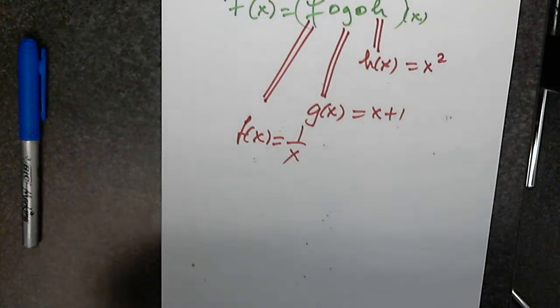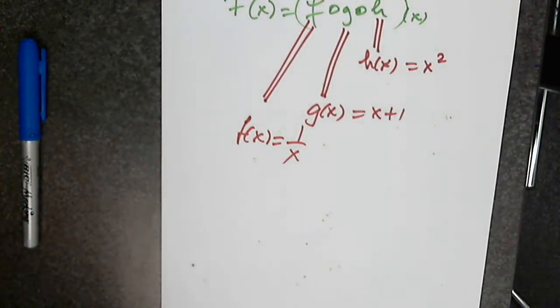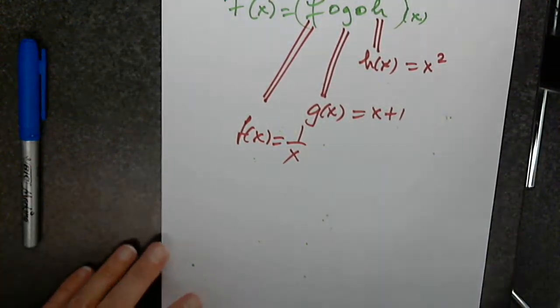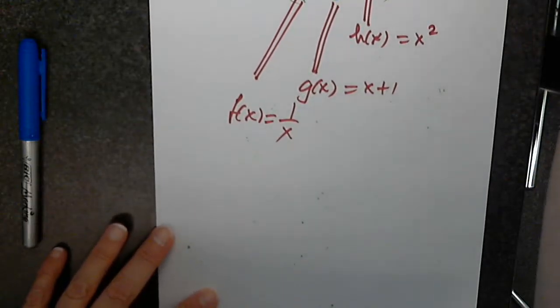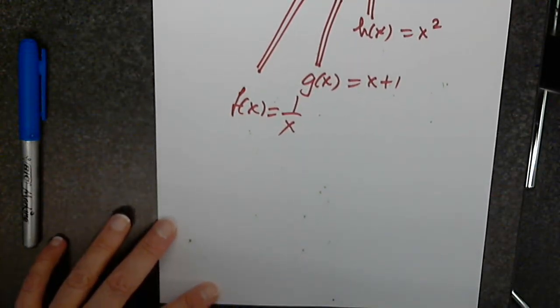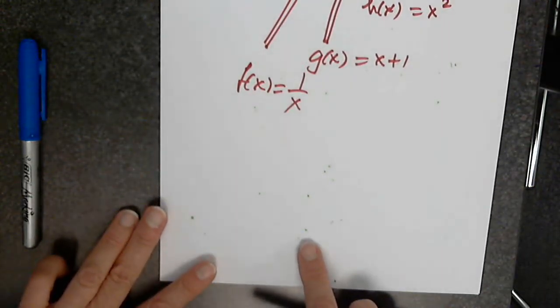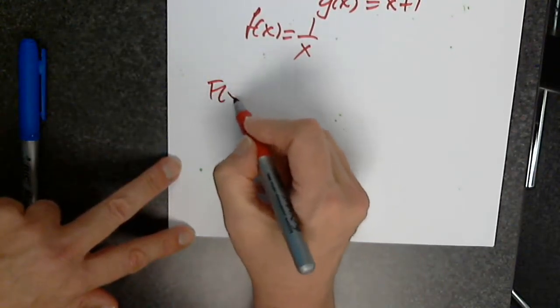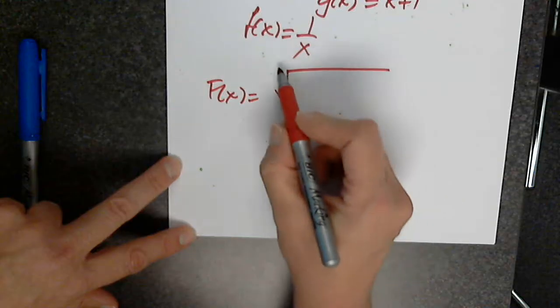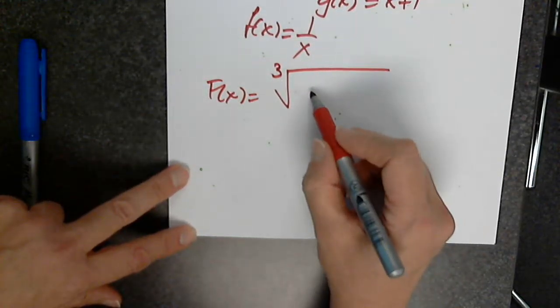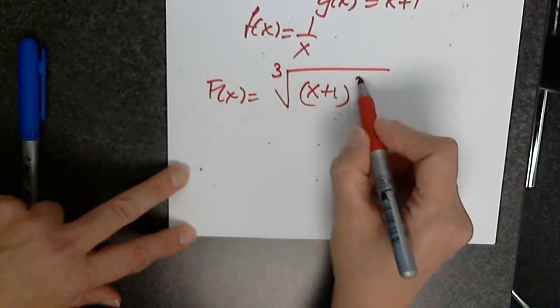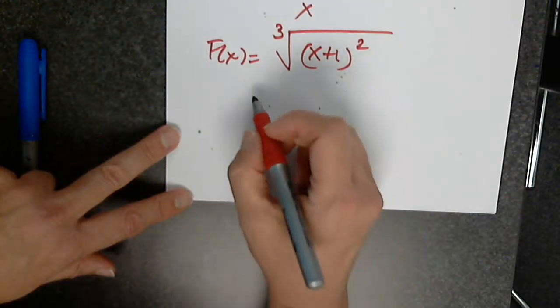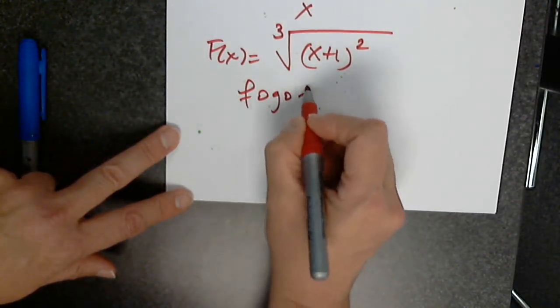I can do 11 and 12. We haven't talked about any of those two functions. We haven't talked about sine of x, and we haven't talked about e to the x. We will in chapter 4. But we can make one up. So let's say f of x equals the cube root of x plus 1 to the second power. And let's say we want three functions again.